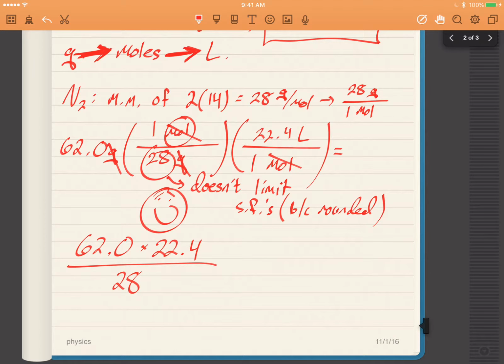62 times 22.4 divided by 28 is going to give me 49.6 liters of volume taken up by this thing. Bam! We're done.